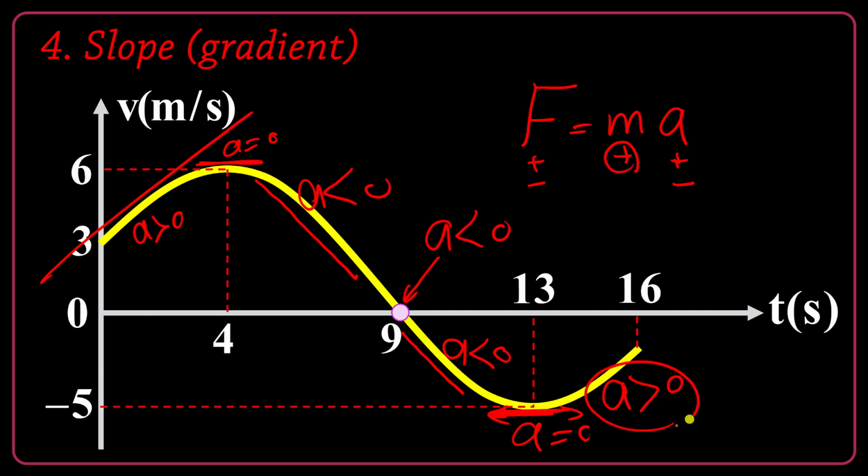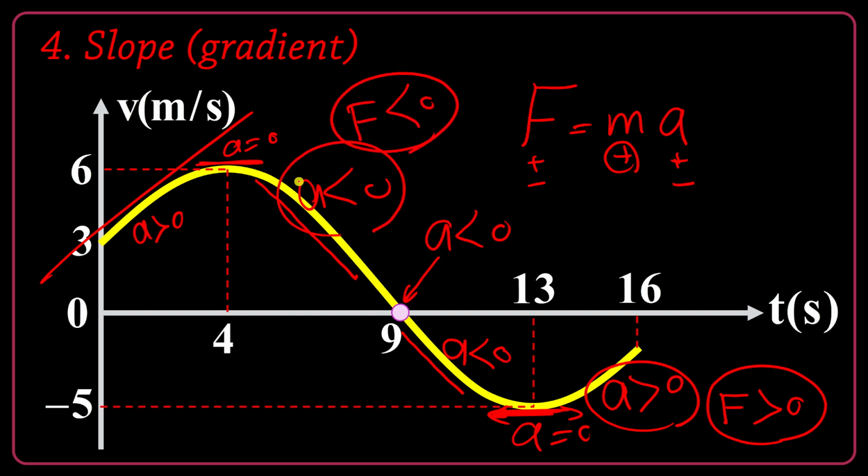For instance, here, as the acceleration is positive, the force acting on the object also is positive. So the object is pushed or pulled in the positive direction of x. And when the acceleration is negative, the force is also negative. So the object is acted on by a force in the negative direction of x.